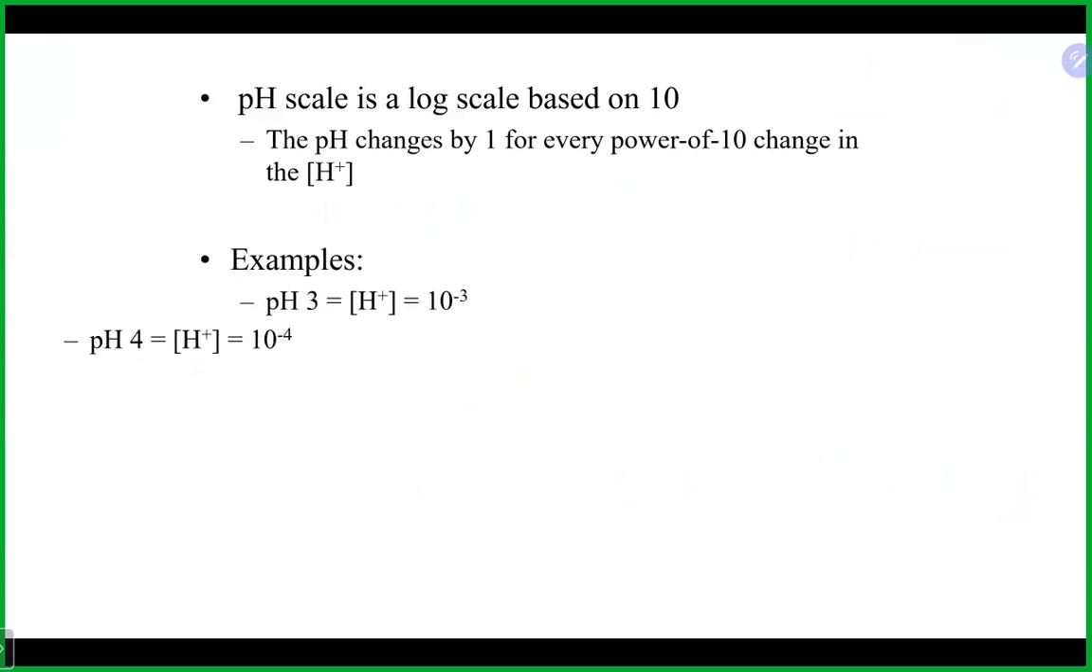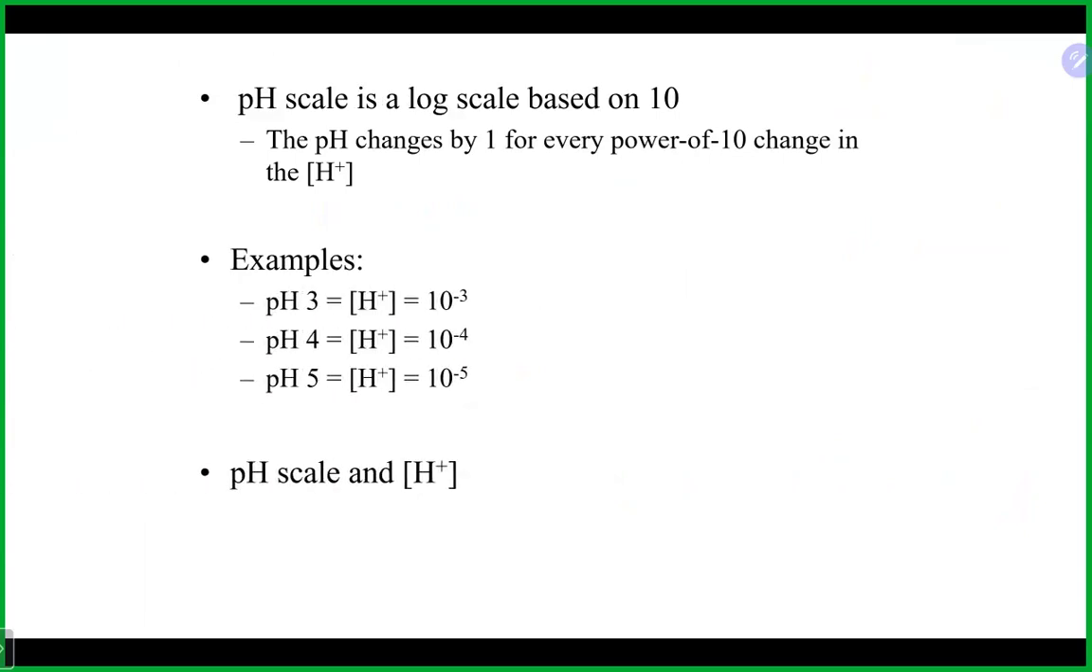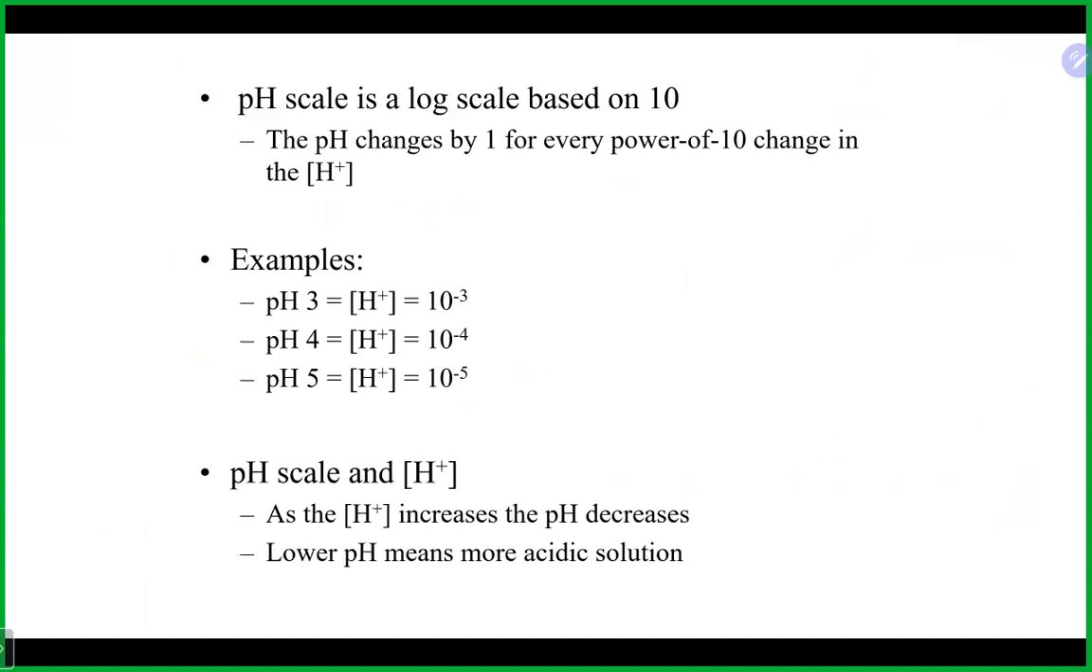The pH scale is based on the log of 10. So as the concentration of H plus changes by a power of 10, so does the pH. If you have an H plus of 1 times 10 to the minus 3, the pH is 3. 1 times 10 to the minus 4, the pH is 4. 1 times 10 to the minus 5, pH is 5. As the H plus concentration increases, the pH decreases, and the lower the pH, the more acidic it is.